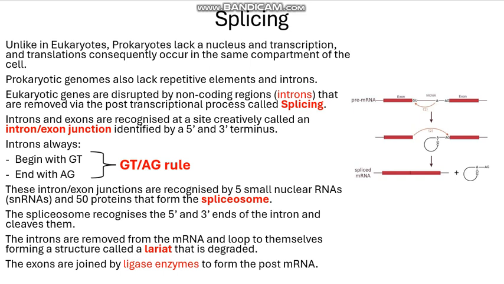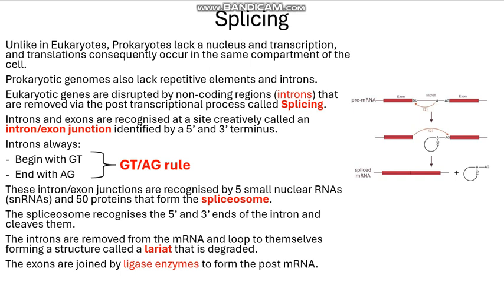So how do we get rid of the introns? The introns and exons are recognized at sites creatively called intron-exon junctions, identified by 5' and 3' terminus. The 5' end of an intron always begins with a guanine and a thymine, and the 3' end of the intron always ends with an adenine guanine. We call this the GT-AG rule.